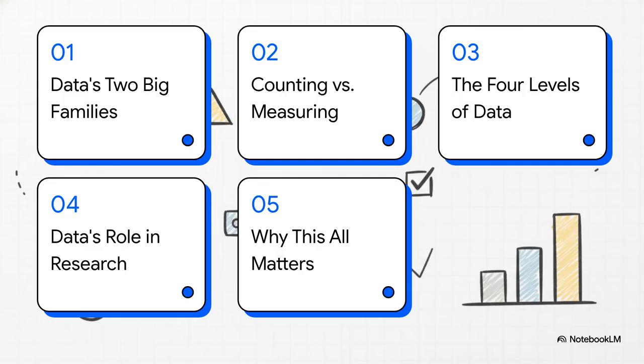All right, here's our game plan. We're going to start with the two main families that all data belongs to. Then we'll zoom in a little closer and look at the key difference between counting things and measuring things. After that, we'll climb what I like to call the ladder of data precision, the 4 levels of measurement. Then we'll see how this stuff actually gets used in research, and finally, we'll tie it all together to see why any of this actually matters out there in the real world.